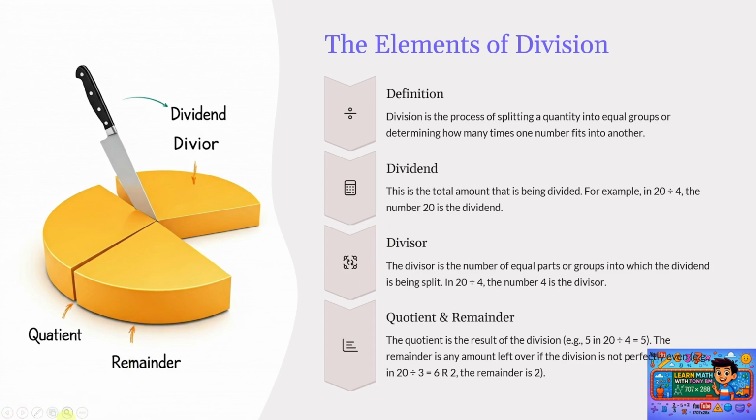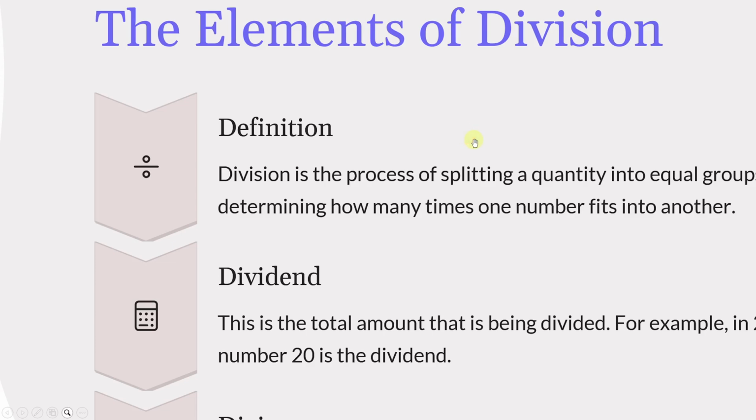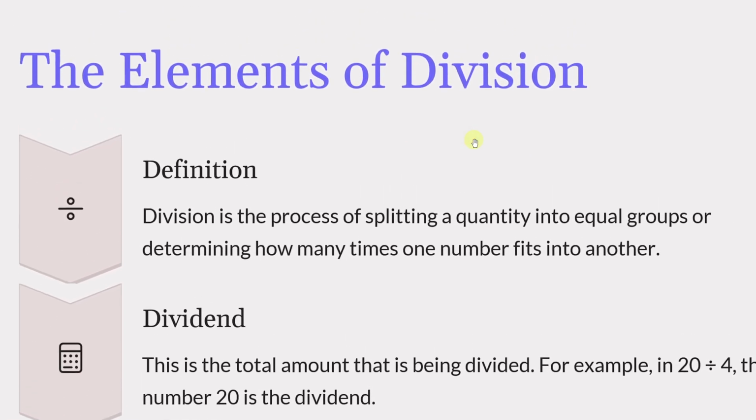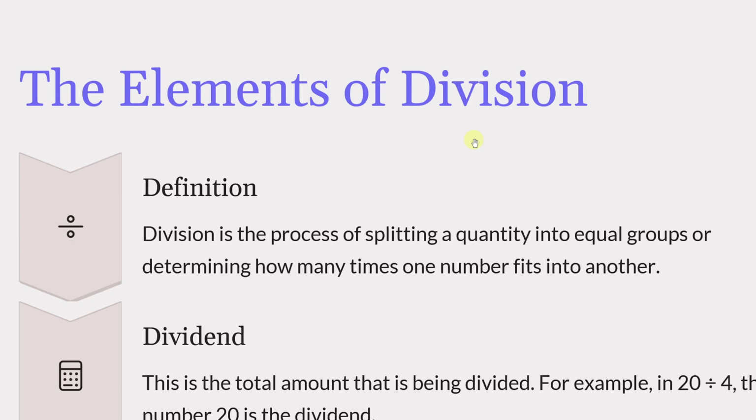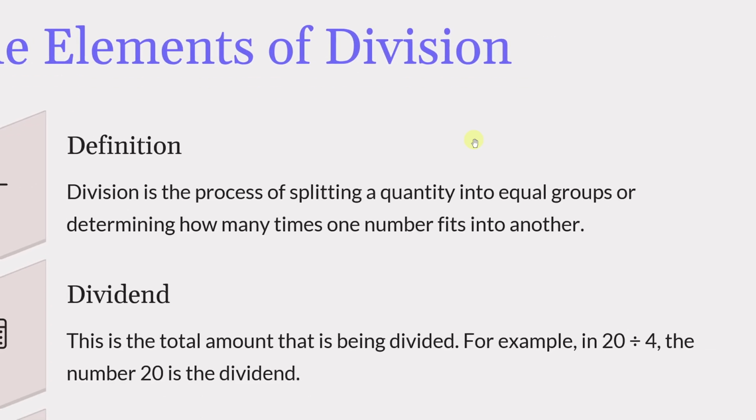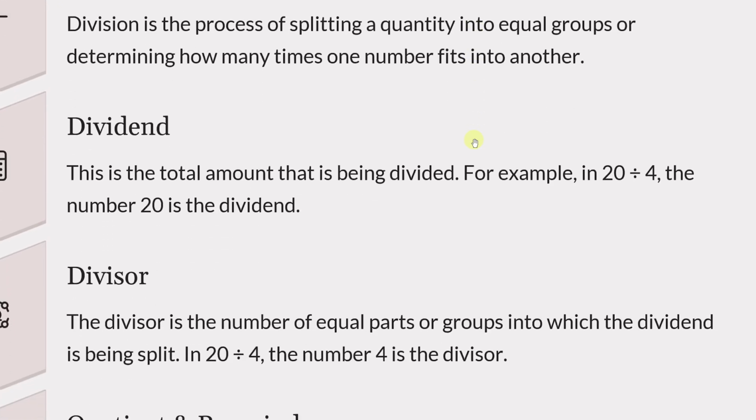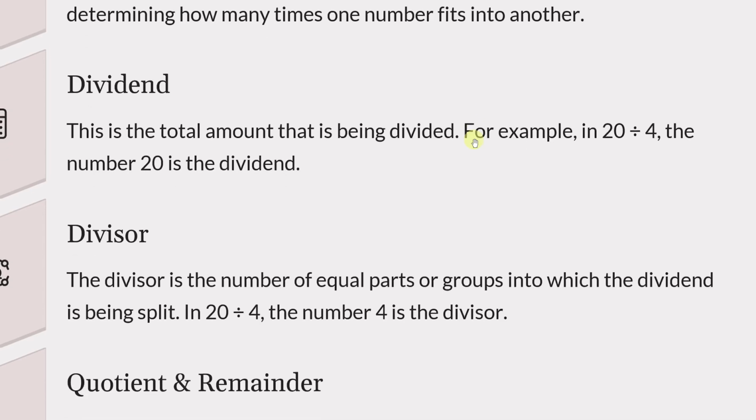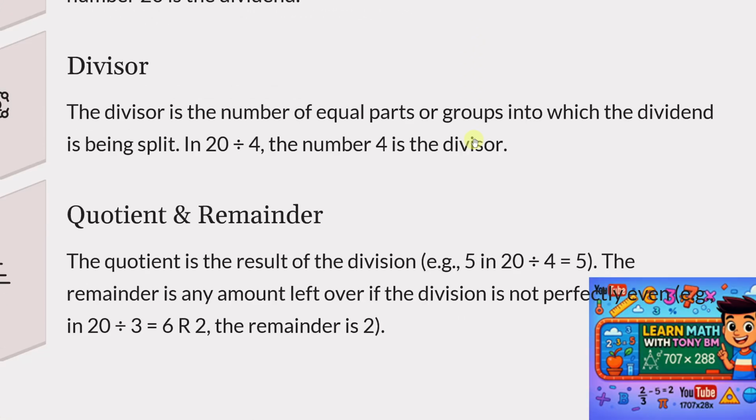The elements of division. Definition: division is the process of splitting a quantity into equal groups or determining how many times a number fits into another number. Dividend: this is the total amount that's being divided. For example, in 20 divided by 4, the number 20 is the dividend. Divisor: the divisor is the number of equal parts or groups into which the dividend is being split. In 20 divided by 4, the number 4 is the divisor.